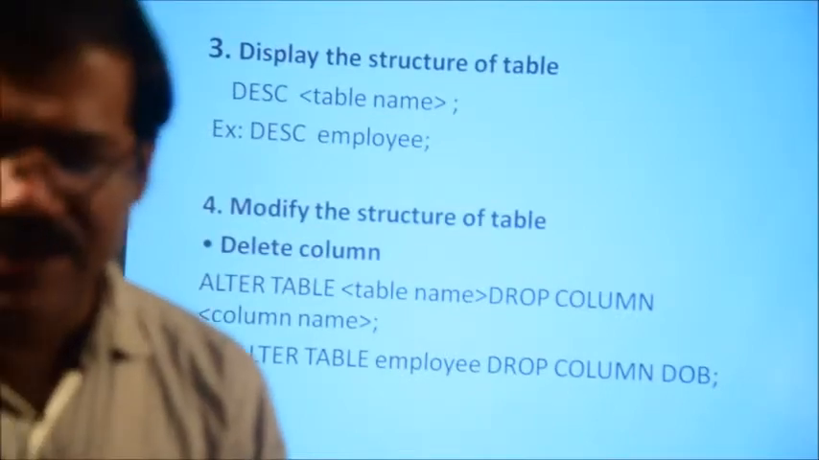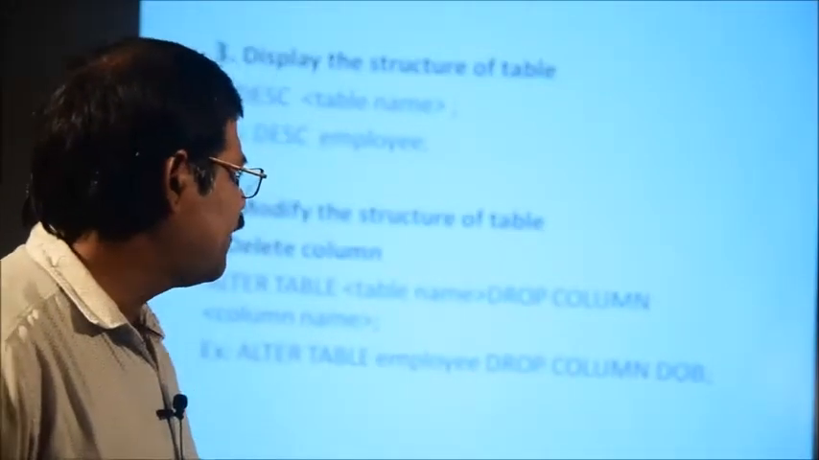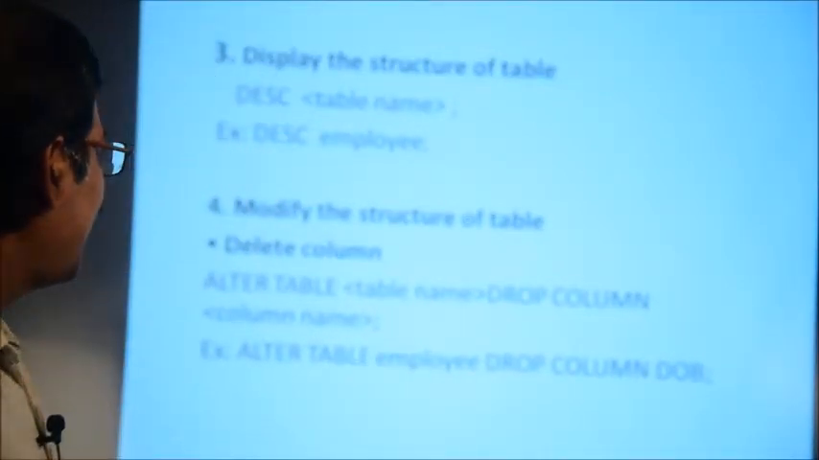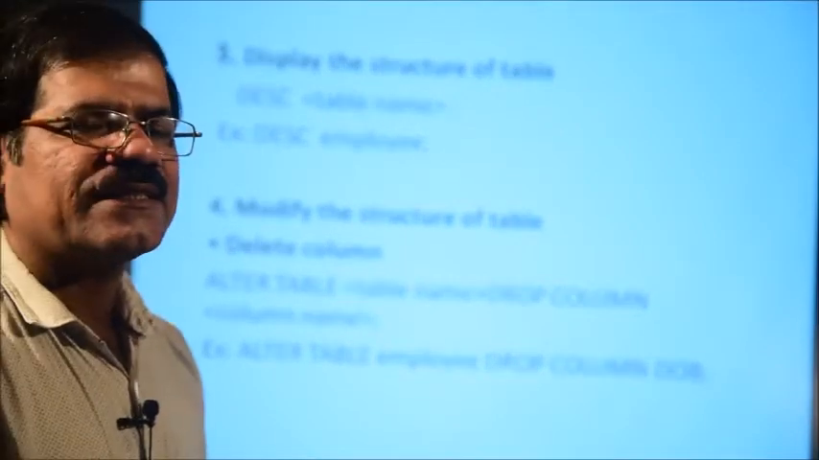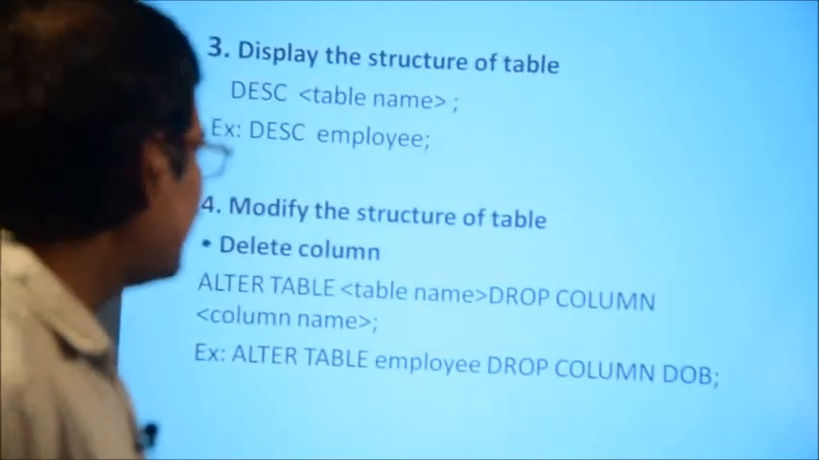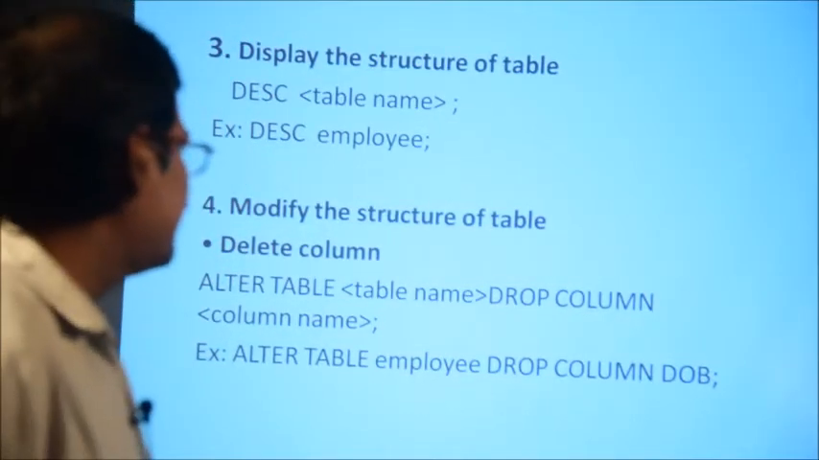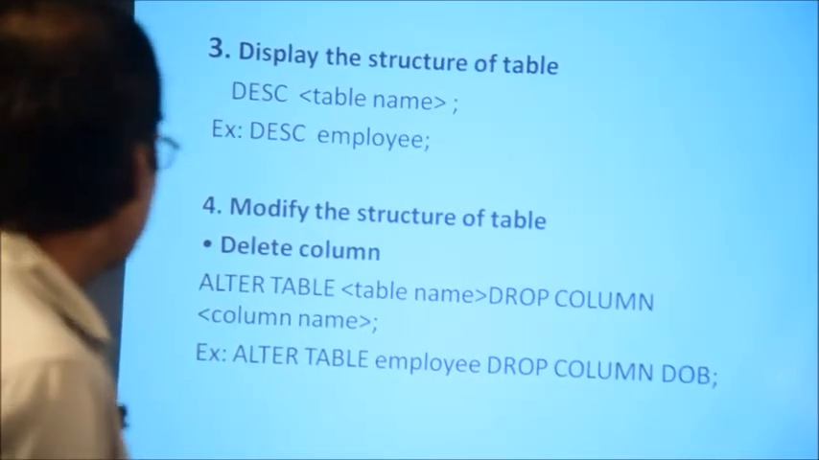Date of birth is already there in the employee table, which was created earlier. The date of birth is a field I want to delete, so I write drop column, and the column name is date of birth, DOB. So initially the table had 3 fields or 3 columns, and one column is deleted from the table.